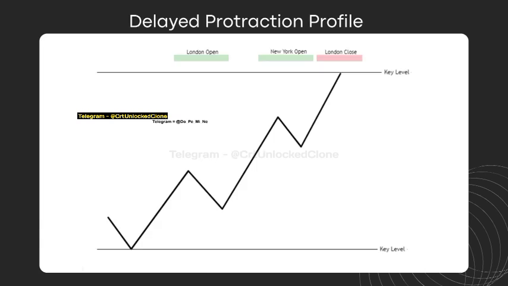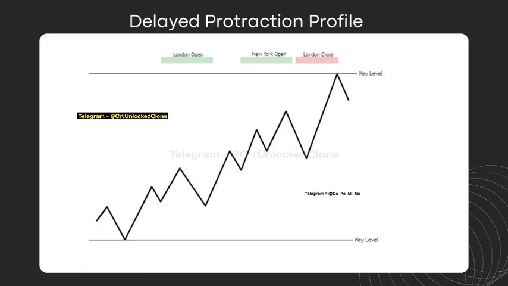Moving on, here we got the second intraday profile, which is the delayed protraction profile. And in this profile, what happens is that the day starts with the Asian range or the Asian session expanding straight away and testing the higher time frame key level. Now in this case the higher time frame key level has already been tested during the Asian session. What happens during the London Open is that the price action expands straight away without having any manipulation profile like it did in the normal protraction profile.